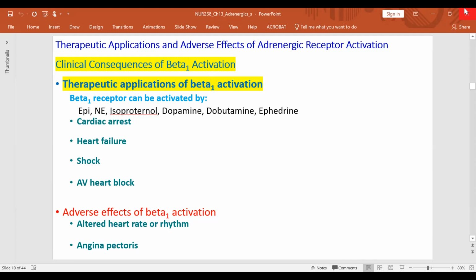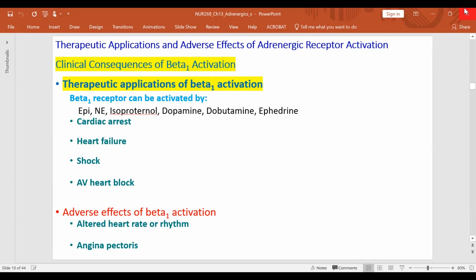Heart failure. We can use positive inotropic medications. We can define the inotropic effect by the strength of contraction. Positive means increased strength of contraction or contractility of the myocardium, which becomes the positive inotropic effect. So this can treat patients in heart failure by increasing the contractility and the force of contraction of the myocardium. In shock also, beta-1 activation will be effective because of the positive inotropic effect, the same effect we explained in heart failure. It will result in increased heart rate and increased cardiac output.